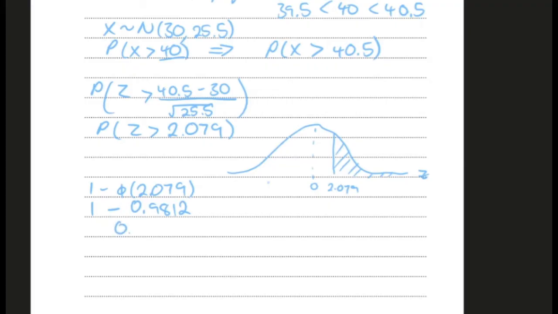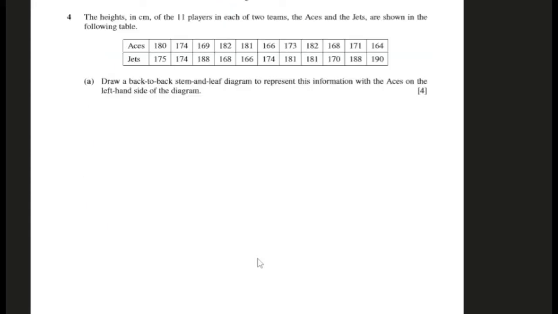Number 4. The heights in centimeters of the 11 players in each of two teams, the Aces and the Jets, are shown in the following table. Draw a back-to-back stem and leaf diagram to represent this information with the Aces on the left-hand side of the diagram. Okay, so the first thing that we need to figure out is the stem of our stem and leaf diagram. Our smallest value here looks like 164, and our largest value is 190.